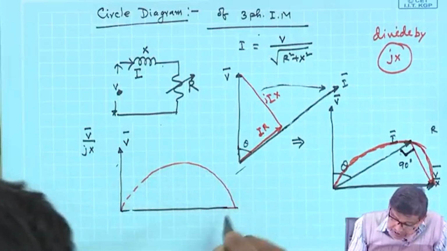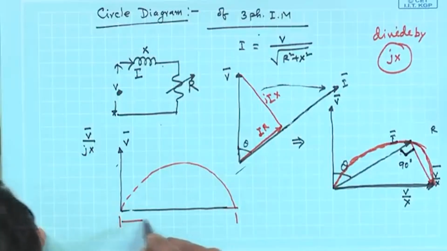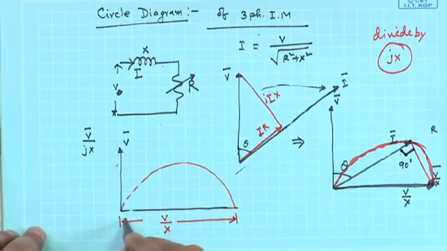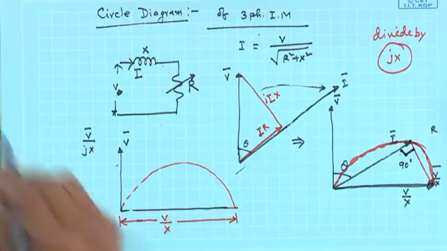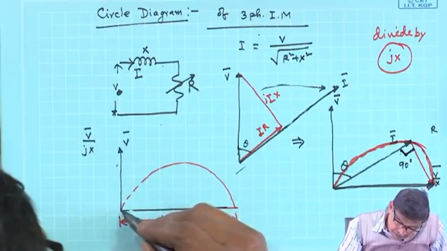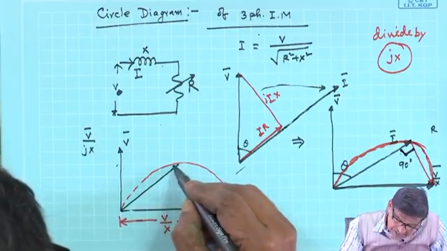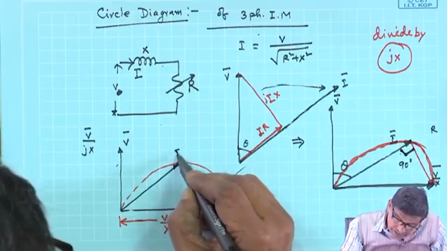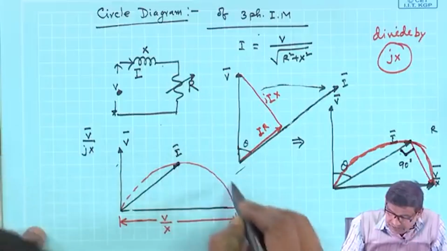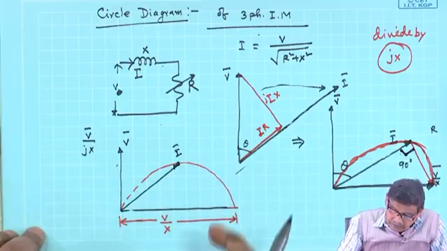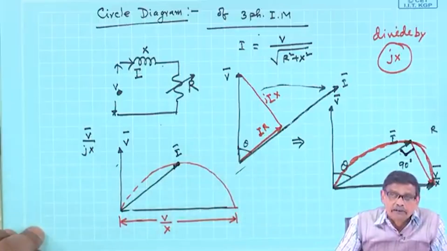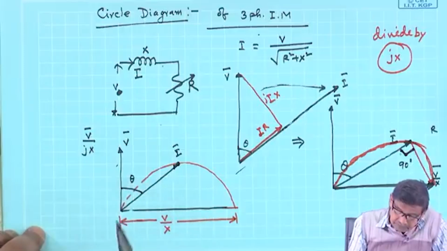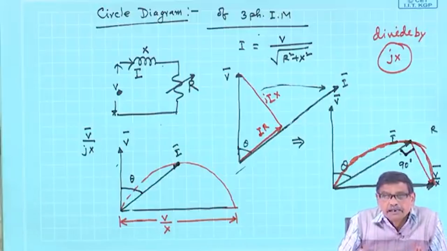Draw the circle first and say that this is V by x, this length. And for any value of r, this is the thing. This will be the tip of the current. It must lie on some point on this circle, depending on the value of r, and this is the power factor angle theta. That is all. The diameter is V by x.